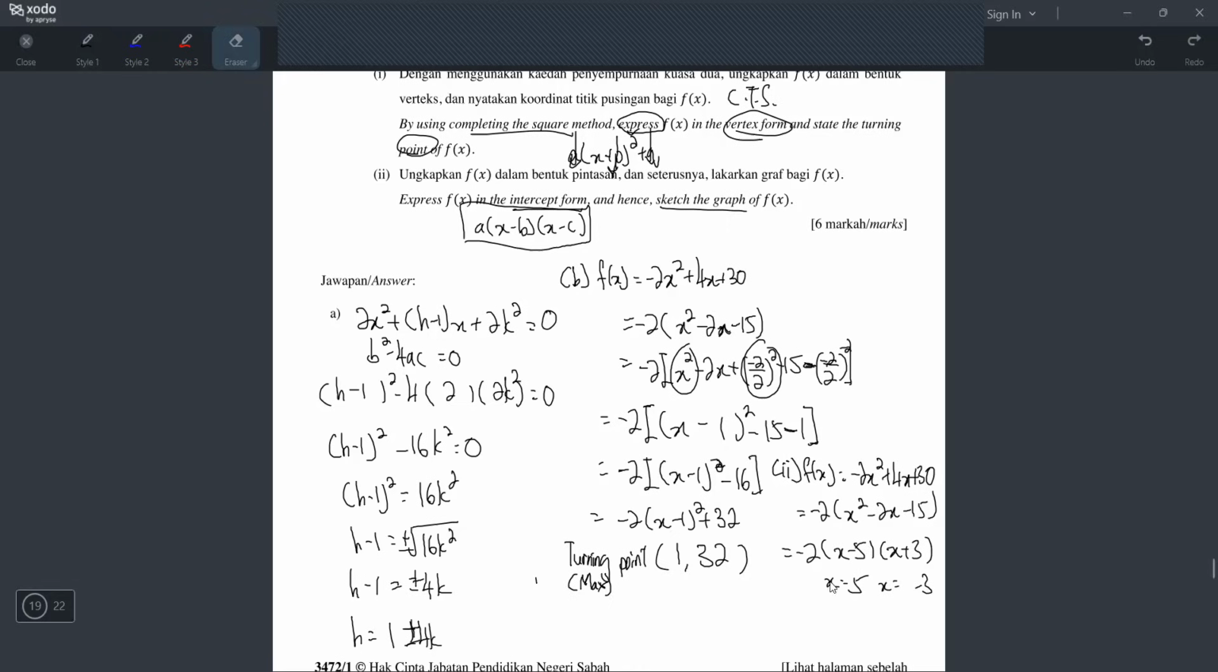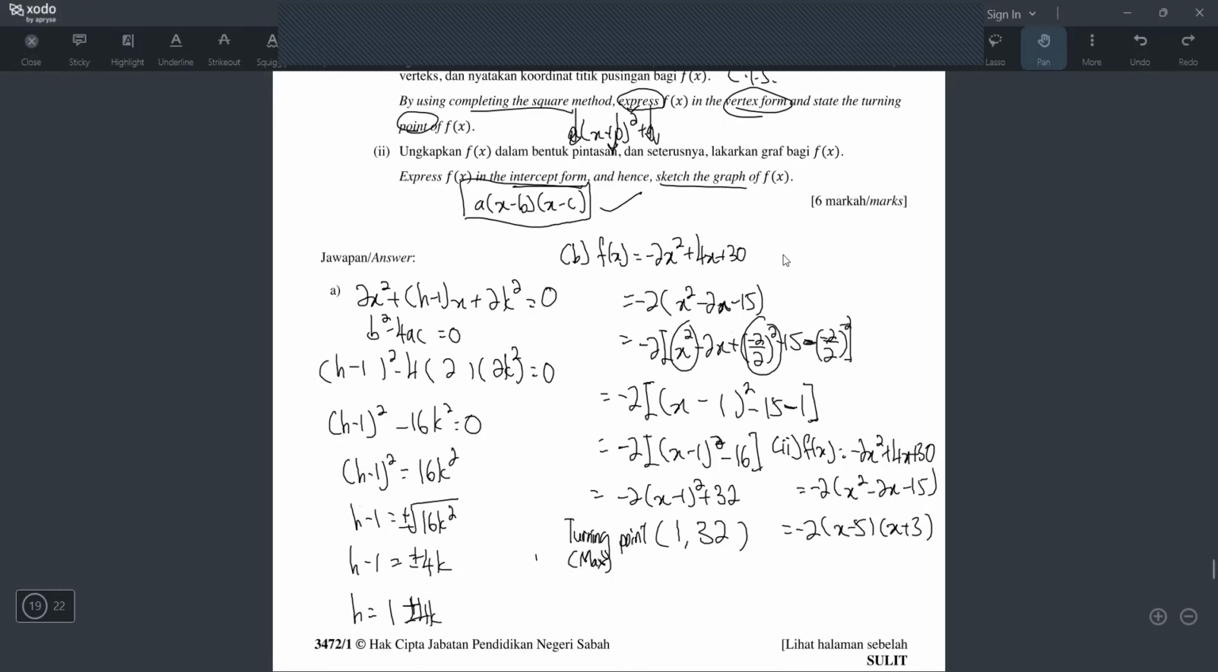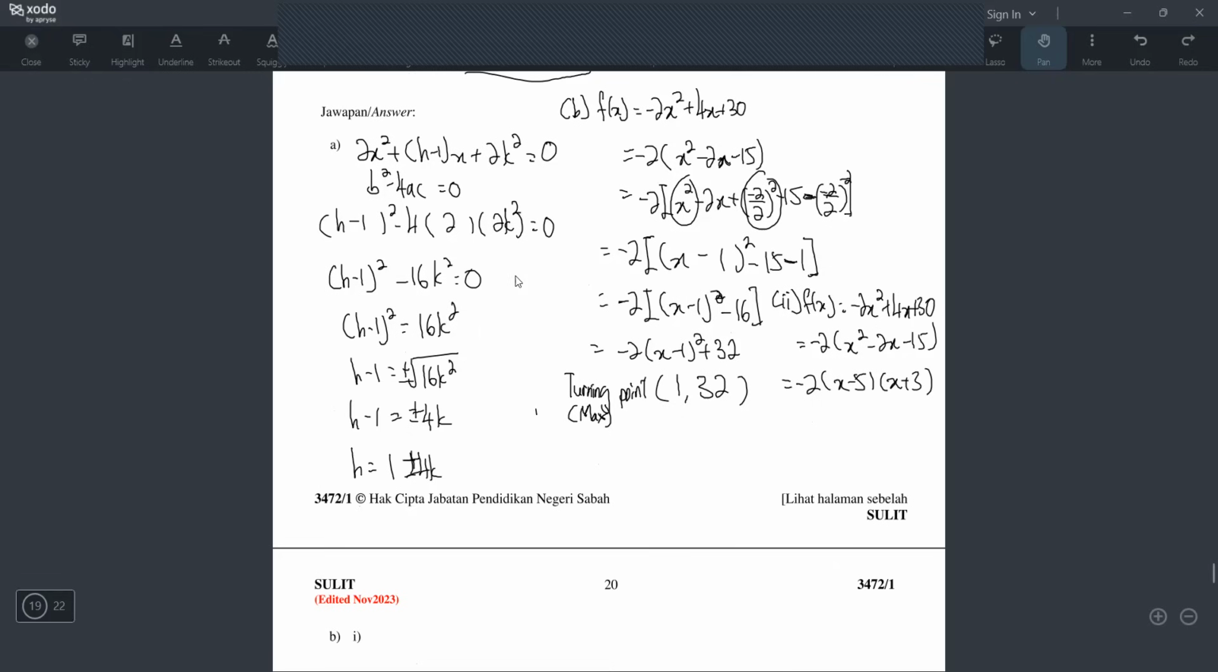And this one you can erase, because they want intercept form. Intercept form means it looks like this. So done already. This one is the intercept form. And please tell me what is the x-intercept? 5 and -3. Okay, now they want me to sketch the graph of f(x). So I think when you sketch, you will use all the information you have here to sketch, right?